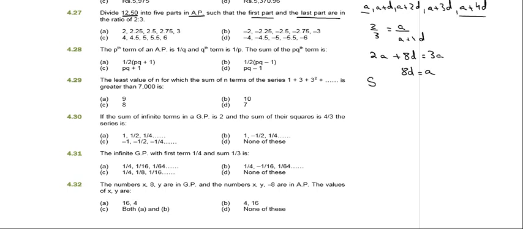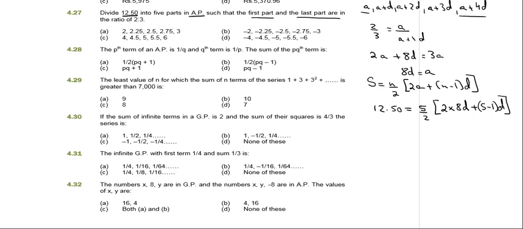Now we also know the sum. The sum formula is S is equal to n over 2, 2A plus n minus 1 into D. Our sum is 12.50 is equal to, there are 5 terms, so 5 over 2, 2 into A, where A is equal to 8D, that we know, plus n minus 1 or 5 minus 1 into D. So 5 divided by 2 is 2.5. 12.5 divided by 2.5 is equal to 5.